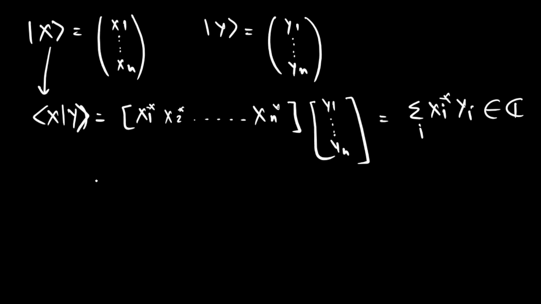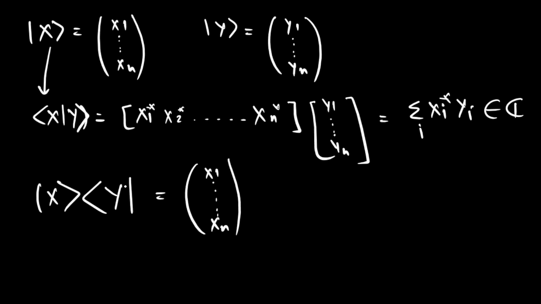Now similarly we can define an outer product as |x><y| in this notation, which would be equal to x1 till xn, and since now y is in the dual vector space, it would be written in the row matrix y1 star till yn star.